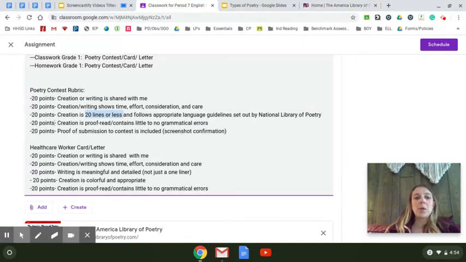You get 20 more points on my rubric for creating something that is proofread and has little to no grammatical errors. And then I also need a screenshot that shows that you actually submitted it to the contest. So what you're going to attach to this assignment to get all of your credits is the rough draft where you typed it on a document that's shared with me, and the screenshot that shows you submitted it to the contest. And then the other things I'll grade by looking at what you submitted.